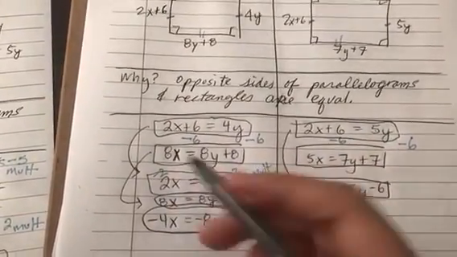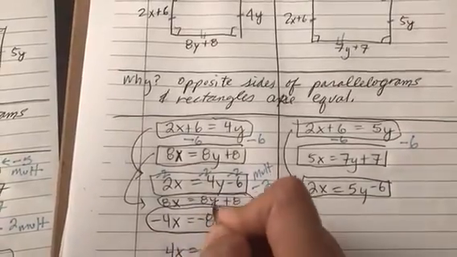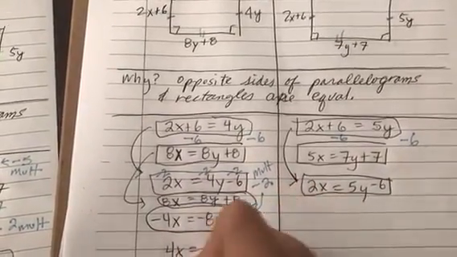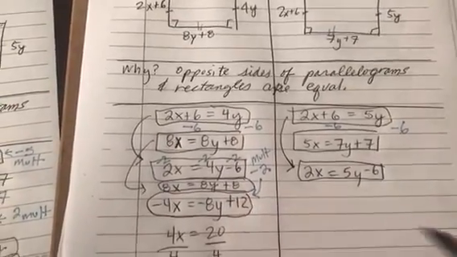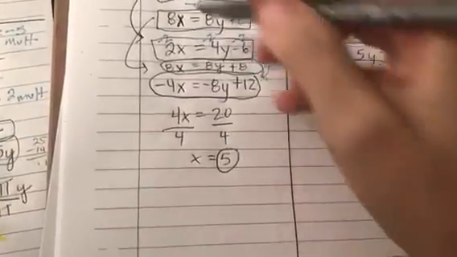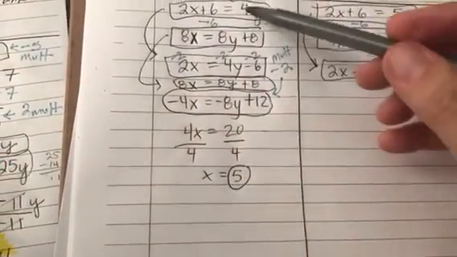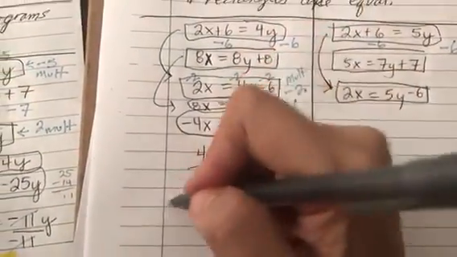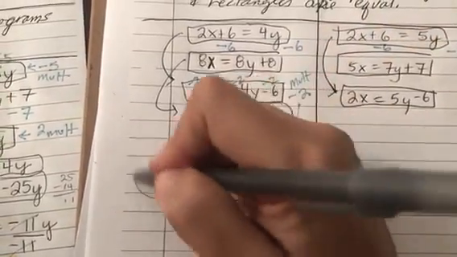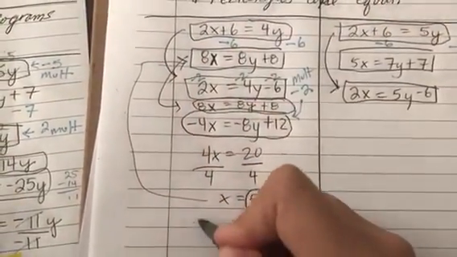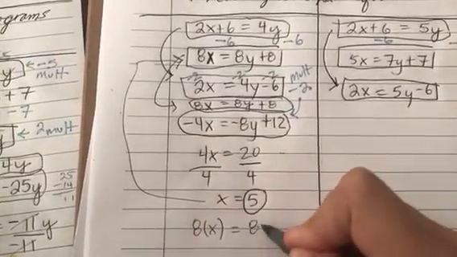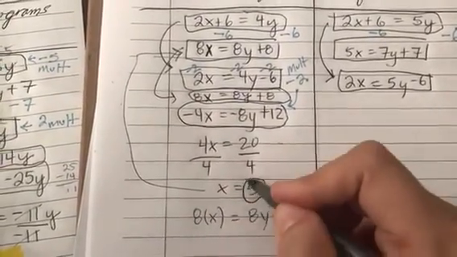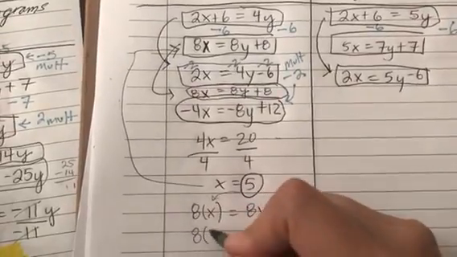So 8x minus 4x would be 4x. This would go away, and that would be 20. So I end up getting x is 5. Now that I've solved the mystery of the x, I can substitute that back in, and either equation is fine. I guess I'll just use this equation here. That equation says 8 times x is equal to 8y plus 8. So if x is in fact 5, I have 8 times 5.